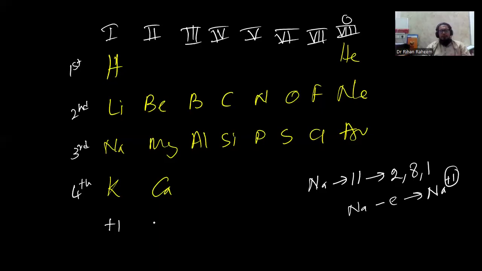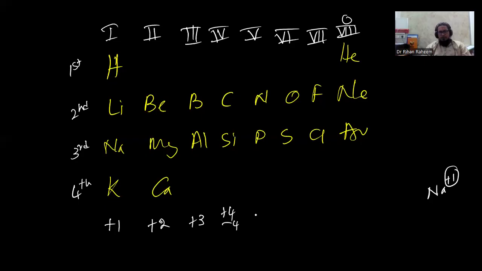Group 1 valency is 1 or plus 1. Group 2 plus 2. Group 3 plus 3. Group 4 plus 4 to minus 4. Then group 5 minus 3, group 6 minus 2, group 7 minus 1, and 0. For O level, this is enough. 1, 2, 3, 4, then 4, 3, 2, 1, and 0. Easy, no? So the ones who don't know, take a screenshot of this.